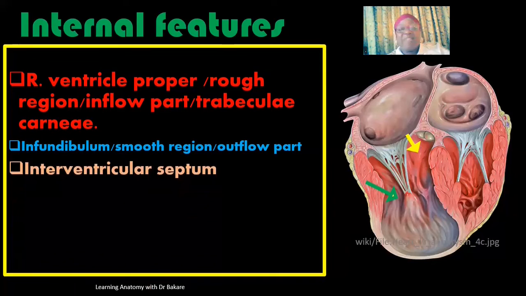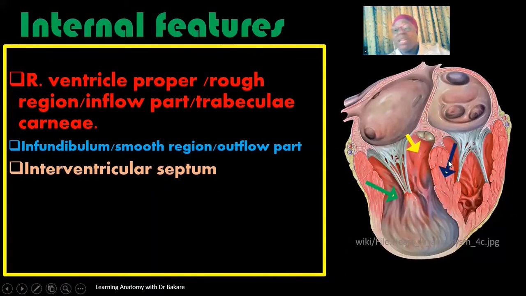And we have the interventricular septum. The interventricular septum is arrowed in blue here. This is the septum that separates the right ventricle from the left ventricle. So it's like a demarcation that is created between these two chambers at the lower part.